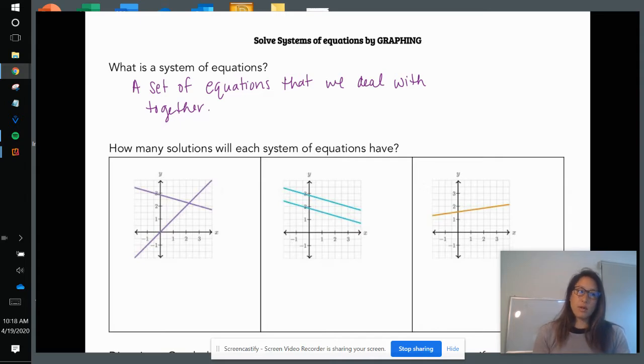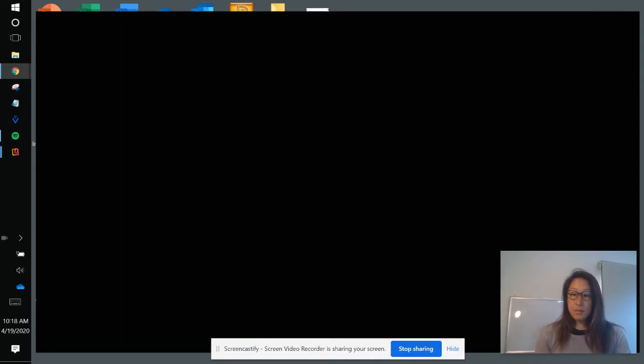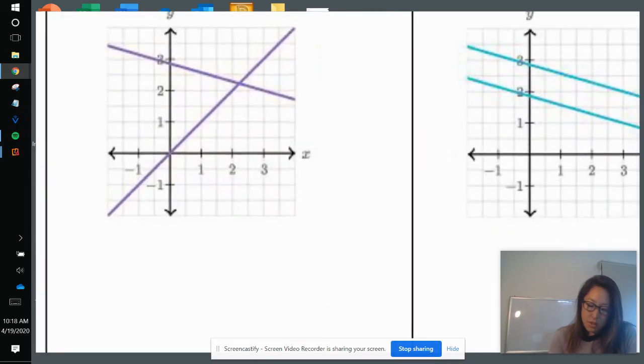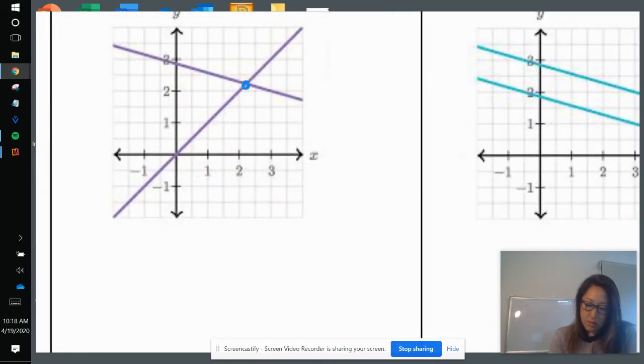So when we talk about a solution to a system, we're talking about an ordered pair. So the place where the x value and the y value are going to be the same for both equations. So looking at the first example, where are x and y the same in the two purple graphs? It's when they intersect right here. Okay, so our solution is this ordered pair x comma y.